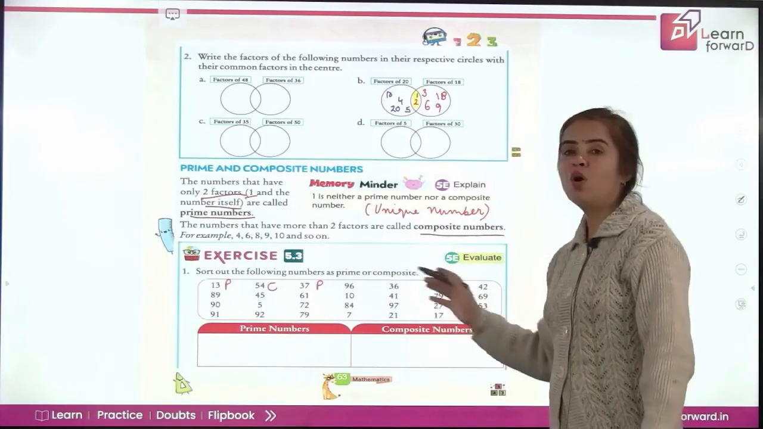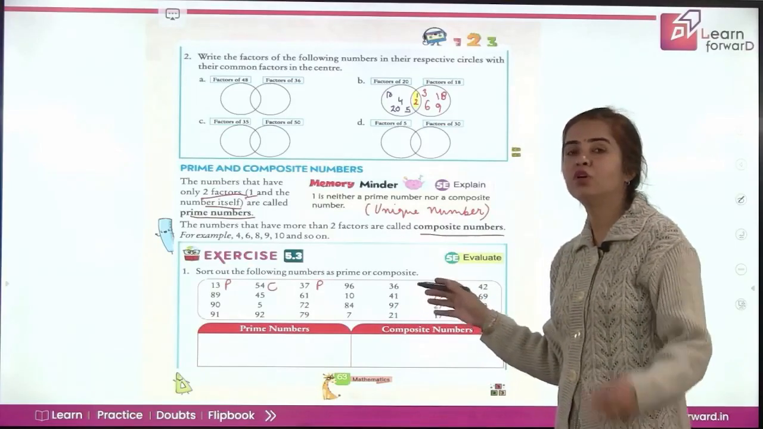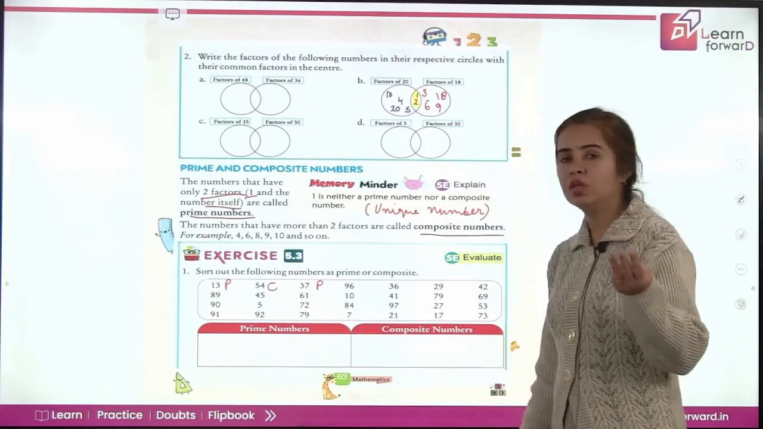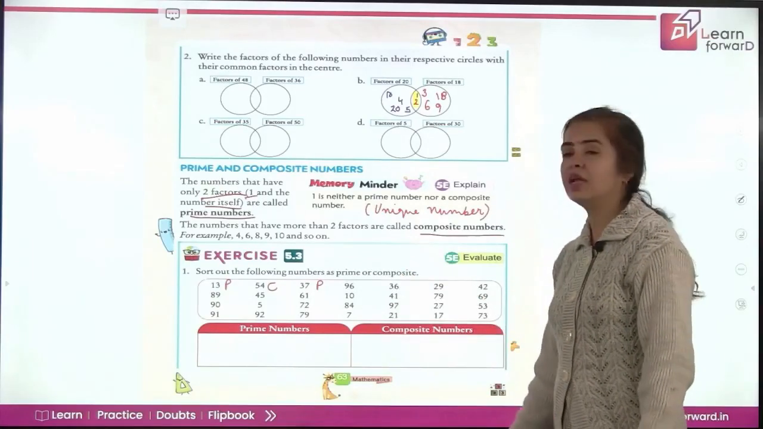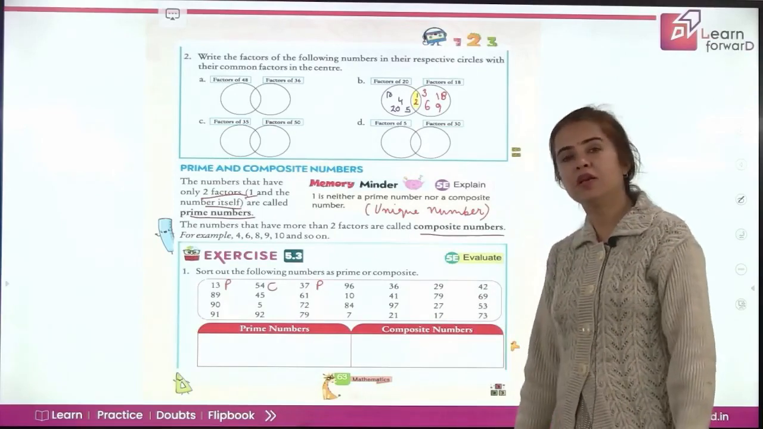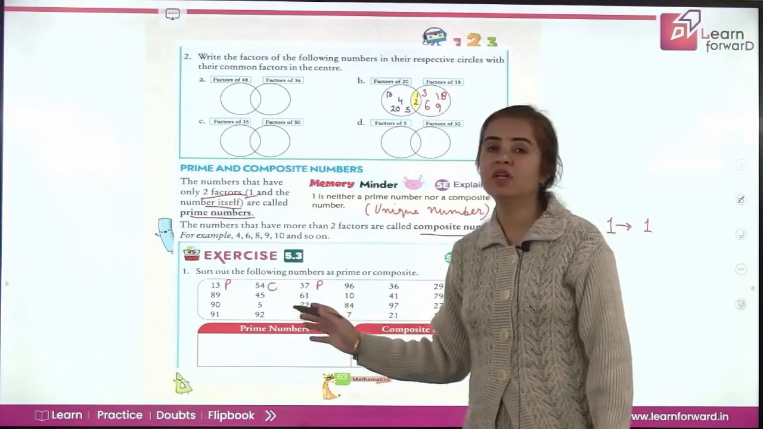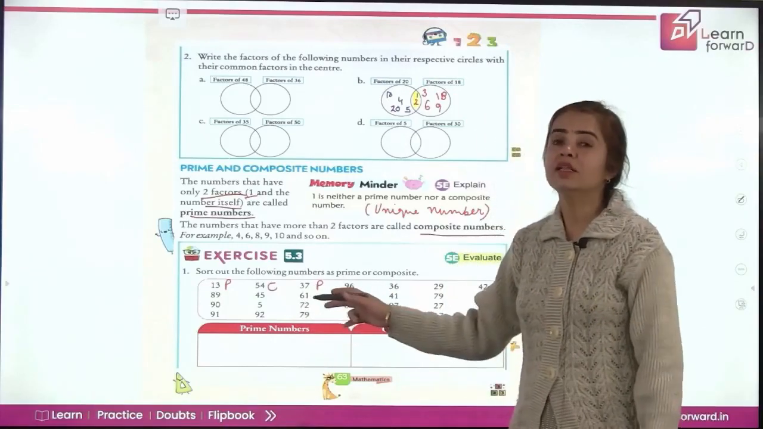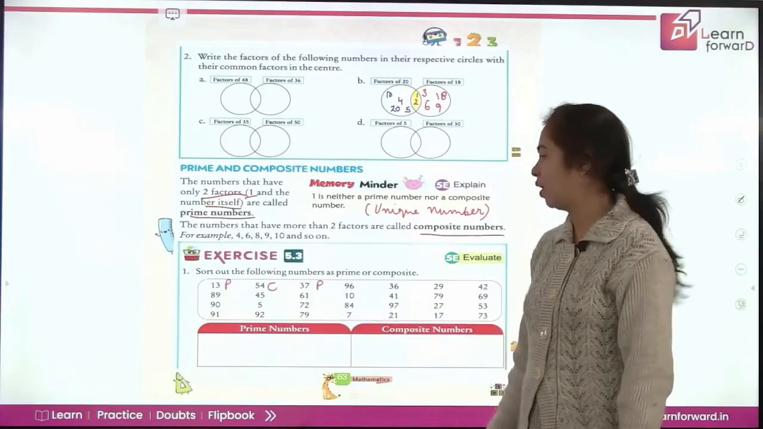So for all these numbers, you just have to check whether they have two factors or more than two factors, right? Accordingly, you will write whether they are prime or composite. You will write them in the appropriate boxes. But remember, children, this is 37. It has only two factors. That does not mean you will just stop your search whenever you see an odd number here.